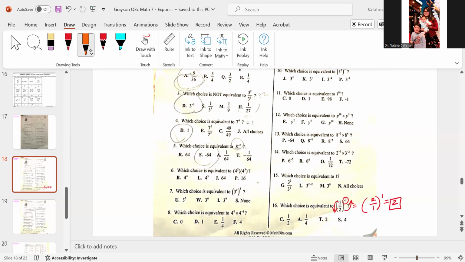Number 15. Which one is equivalent to 1? Well, duh, it's zero. G. This one here, so G will be it. Look at L. 3 to the 0 power is 1, so L will be it too. M will be it, so all choices.